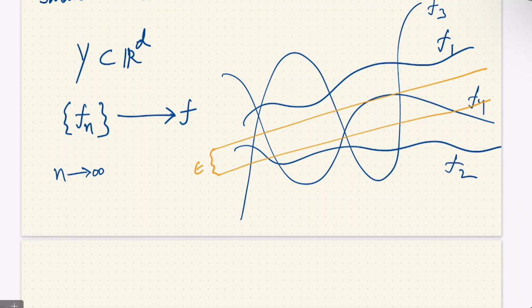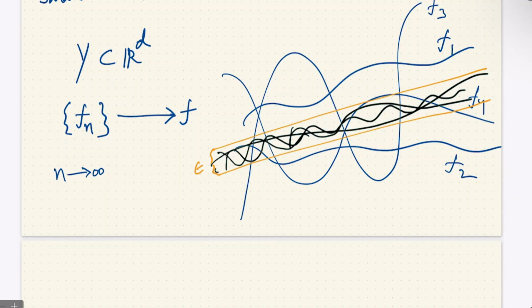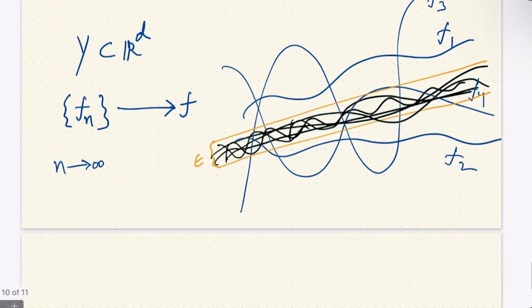So they don't go away in this band after certain stays. All the functions stay within this, no matter whether they go in a line or in a straight line, it doesn't matter. They don't go up. They don't go beyond that epsilon.